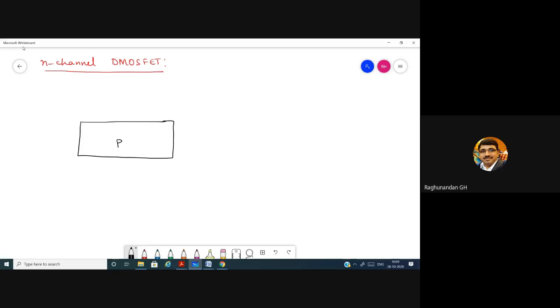To this P substrate, we are going to embed two N-type wells. It looks like a well, no? That's why we call it as N-well. Two N-wells, here one and here one. And we are going to connect them by an N-type layer. Small layer to connect this well to this well. It is just like a pipeline between this well to this well.